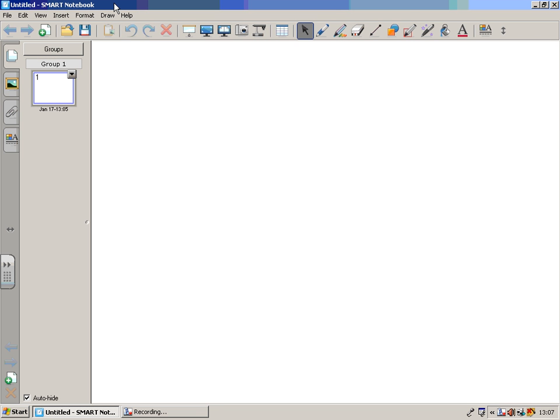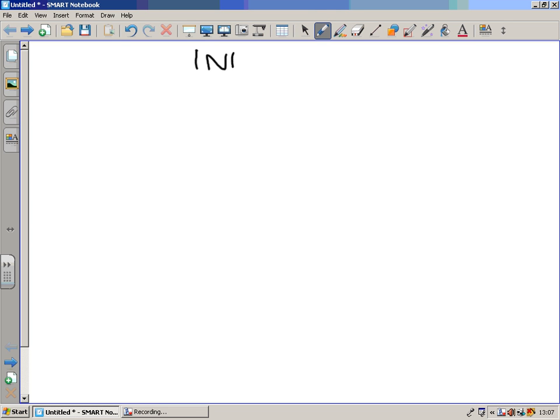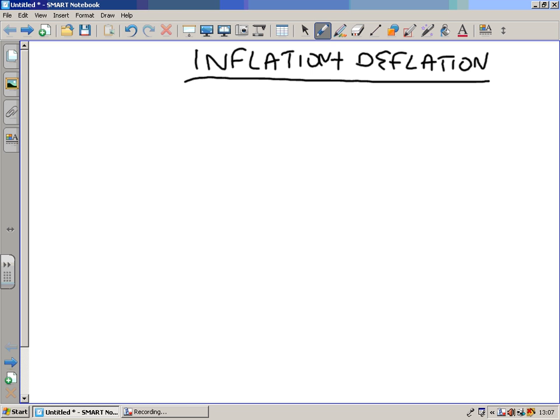So this is a presentation for topic 2 from Unit 4. The title of this topic is Inflation and Deflation. So let's just start off with the basics first of all, a definition of these two different words on the board. Inflation, this measures a sustained rise in price levels.